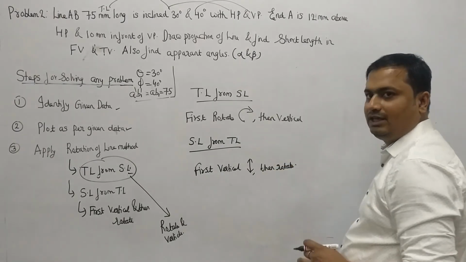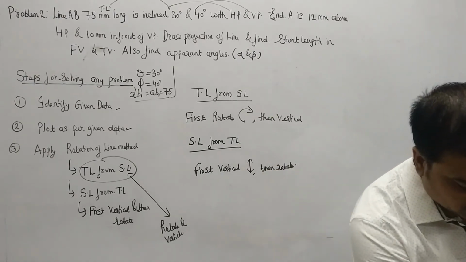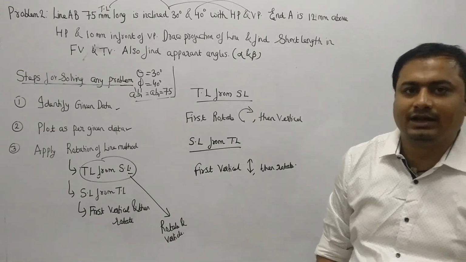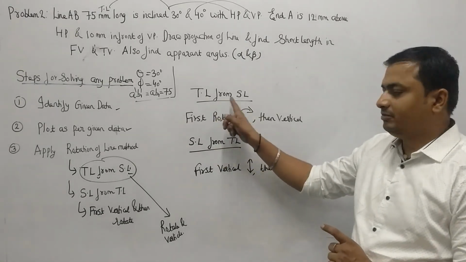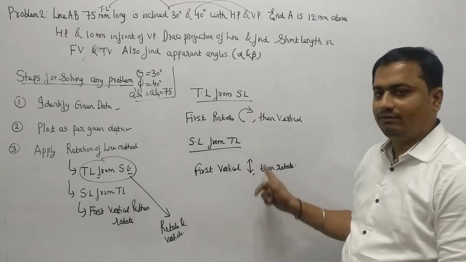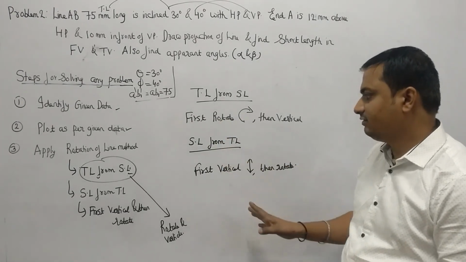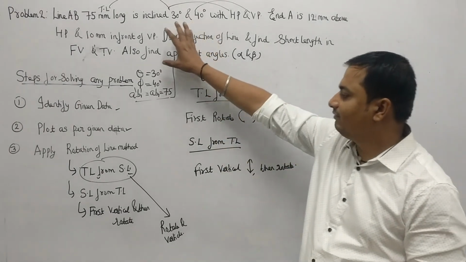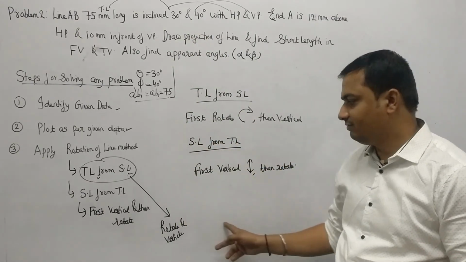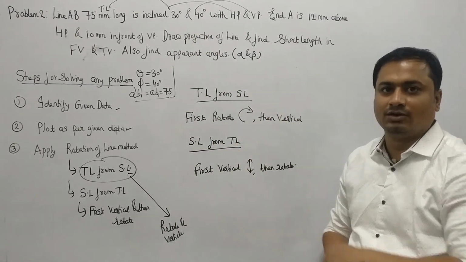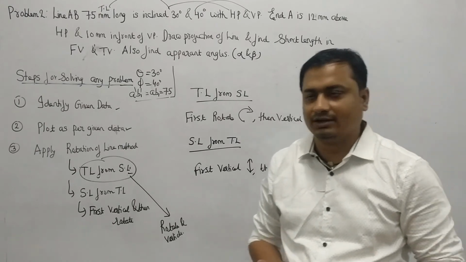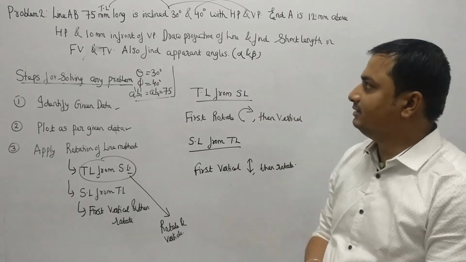So please keep in mind these two concepts on the basis of which you can solve any problem on the line. True length from the short length: first rotate, then vertical. Short from the true: first vertical, then rotate. So in this problem we have applied this concept. First we have taken the vertical, then we have rotated. Then we have found out the alpha and beta. So this is the way we can solve this problem.